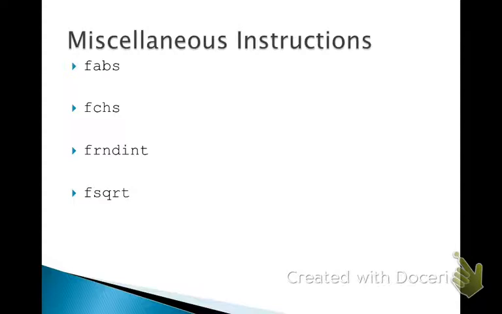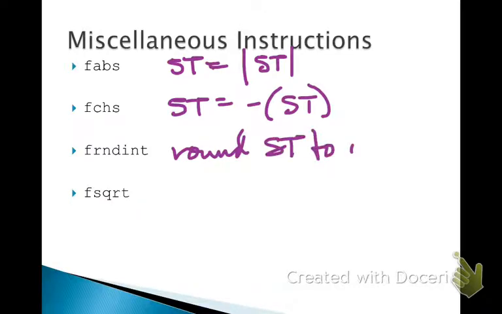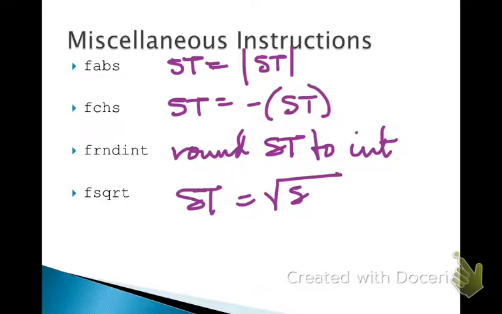Float absolute value. As you would suspect, the stack top is replaced with the absolute value of the stack top. Float change sign, stack top, is going to be replaced with the negated stack top. Float round to an integer. This rounds st to an integer value. And then f square root replaces st by its square root.